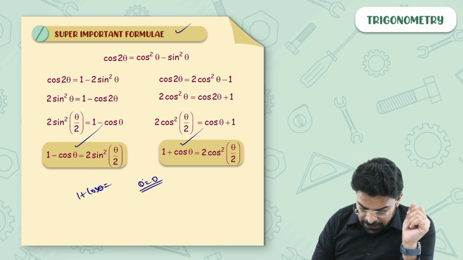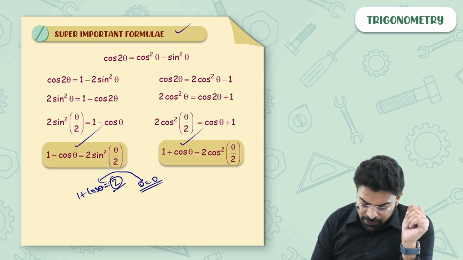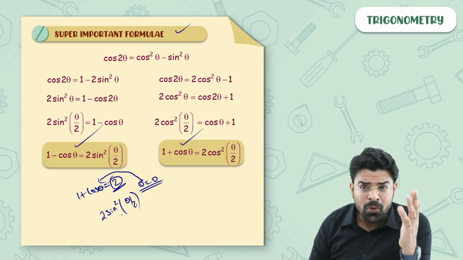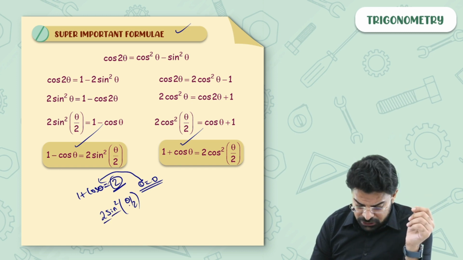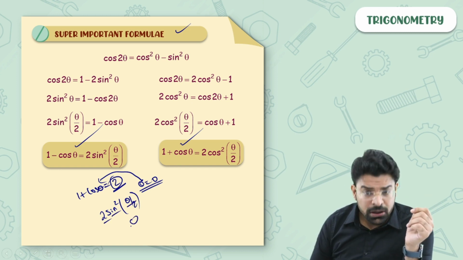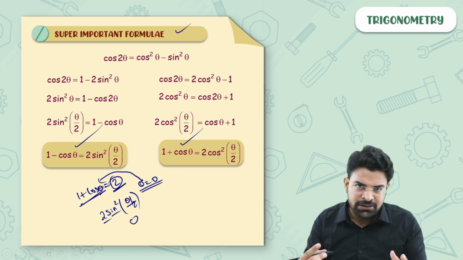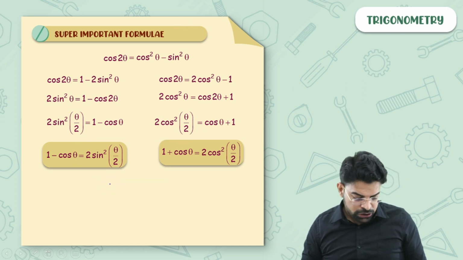If you take theta equals to 0, you know that 1 plus cos 0 becomes 2. So if I take on the right hand side 2 sine square theta by 2, will I get 2? No, I will get 0 because 2 into sine square 0 will be 0. So 1 plus cos theta has to be 2 cos square theta by 2. This is how I personally remember them. So moving on.